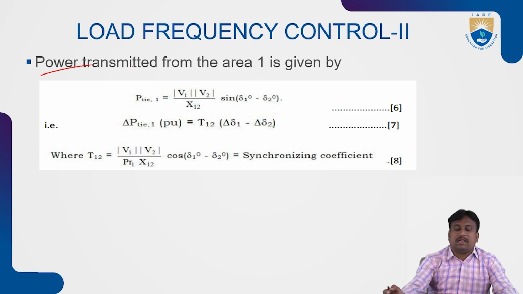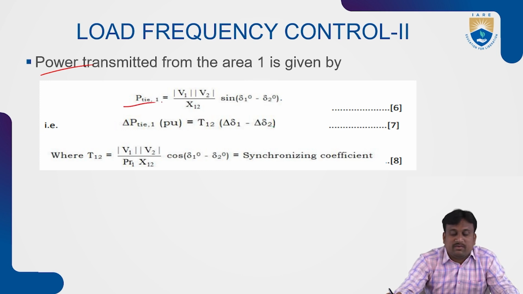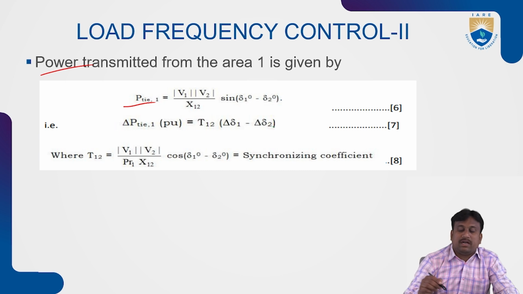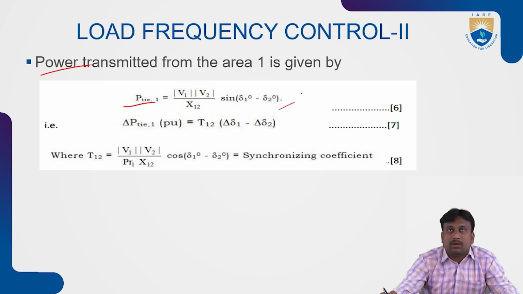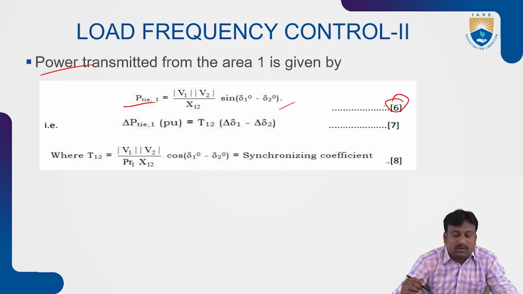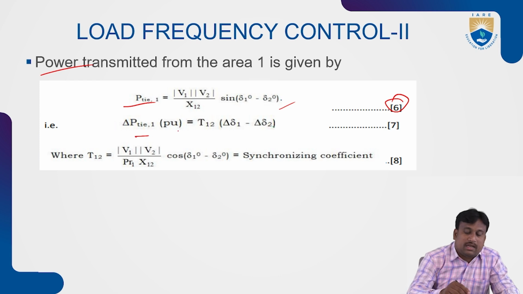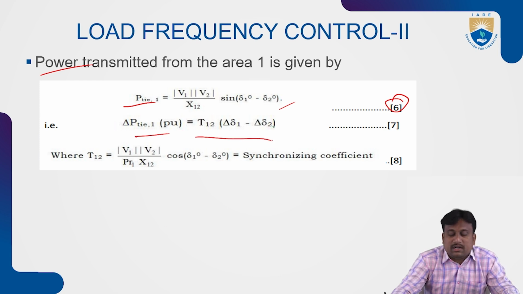So here, power transmitted from area 1 is given by the tie line power P12 = V1 V2 by X12 sin(delta1 naught minus delta2 naught). This is representing one of the equations. When delta tie line power is considered in per unit, then T12 of (delta1 minus delta2) is considered.